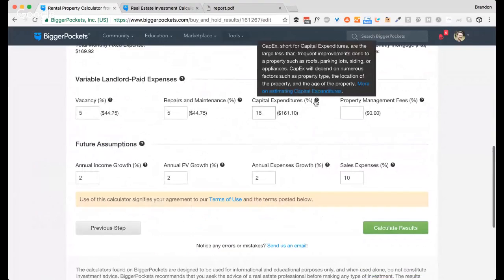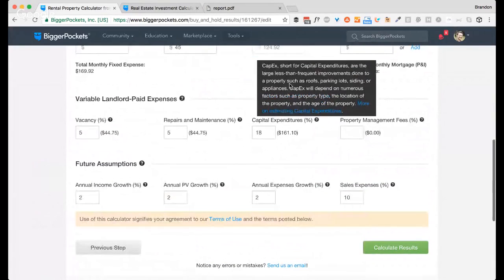Hover over the question mark. And right here it says, CapEx, short for capital expenditures, are the large, less frequent improvements done to a property, such as roofs, parking lots, siding, or appliances. CapEx will depend on numerous factors like property type, location of the property, and the age of the property. Then check this out. In blue, more on estimating CapEx.